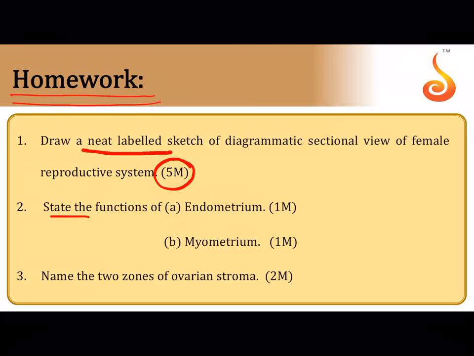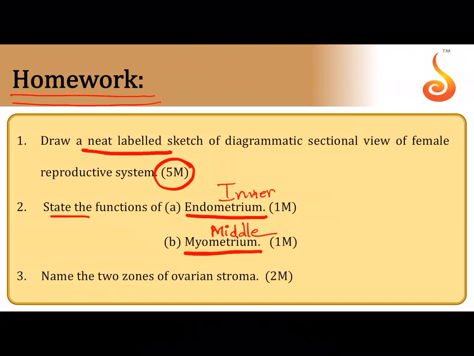Then moving on to the next question: state the functions of endometrium and myometrium. Let me give you a hint over here. Endometrium is the innermost layer of the wall of the uterus. Myometrium is the middle layer of the wall of the uterus. So now please go through the lecture or open your NCERT, read through it, and try to figure out what is the function of endometrium and myometrium.